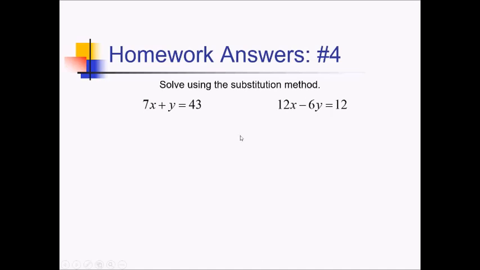For this problem, I'm trying to find the solution to this system of equations using the substitution method.